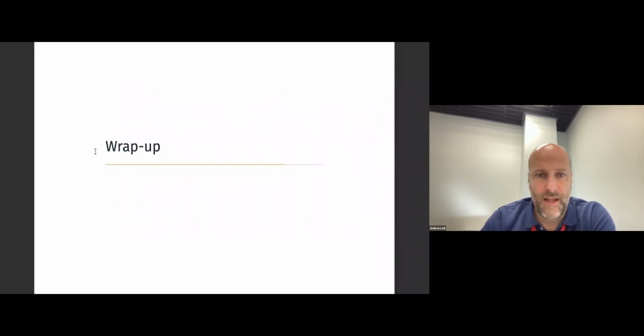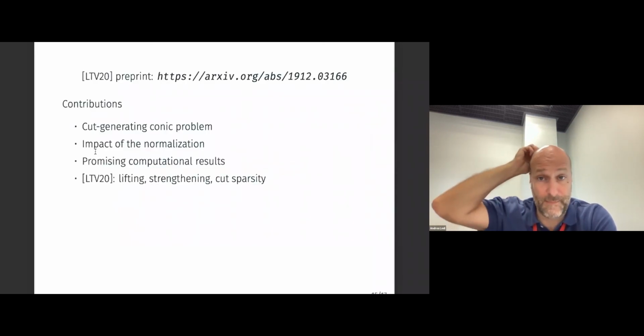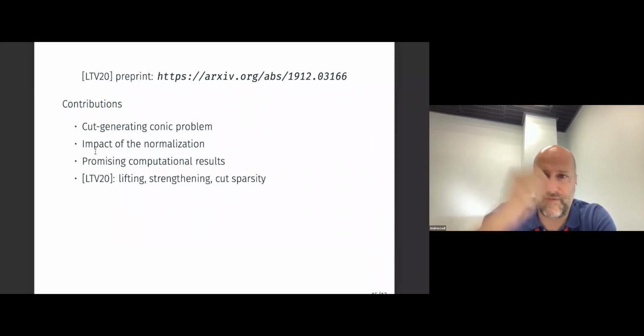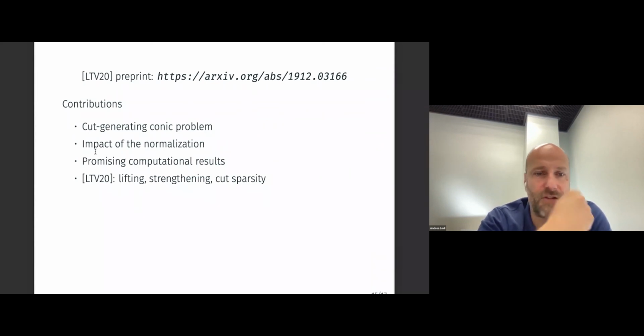Thank you. So, wrap up. This is actually the preprint. We are currently revising it after the refereeing process in Mathematical Programming. So on the contribution side, there is more in the paper that I decided not to spend much time on. We are actually doing for the first time lifting, strengthening, and some analysis on the sparsity of the cuts itself. That is, the lifting and the strengthening are quite new in the context of mixed integer conic.